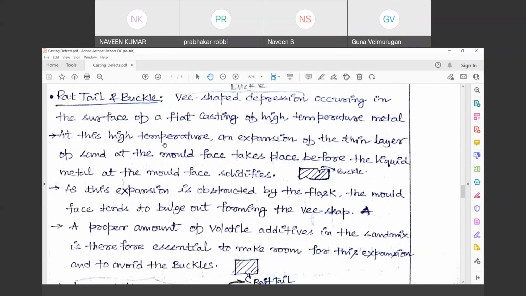See, at high temperatures, an expansion of a thin layer of the sand at the mold face takes place before the liquid metal at the mold face solidifies. As this expansion is obstructed by the flask, that is the boundary, the mold face tends to bulge out, forming the V shape. So, very important: rat tail and buckle are because of expansion of molding sand. All these things I'm saying are because of molding sand, and improper gating design. Okay.